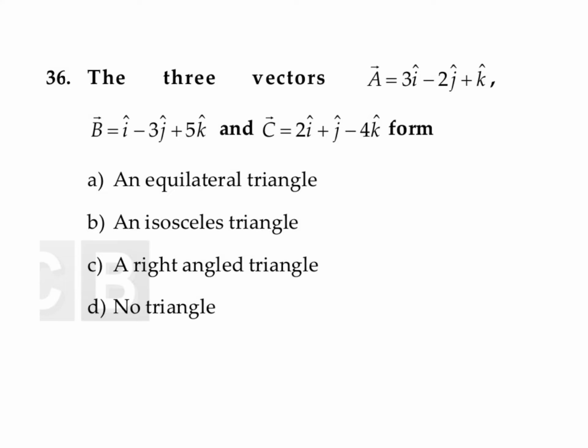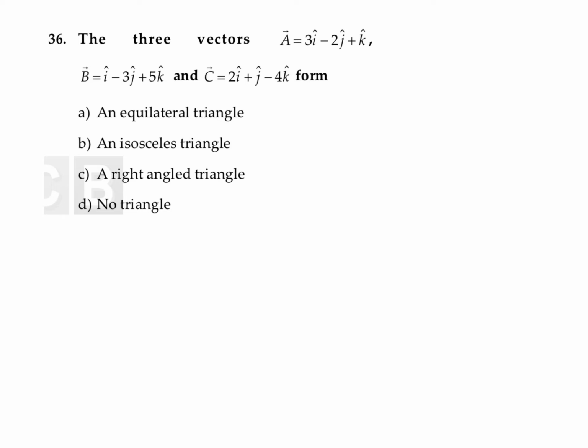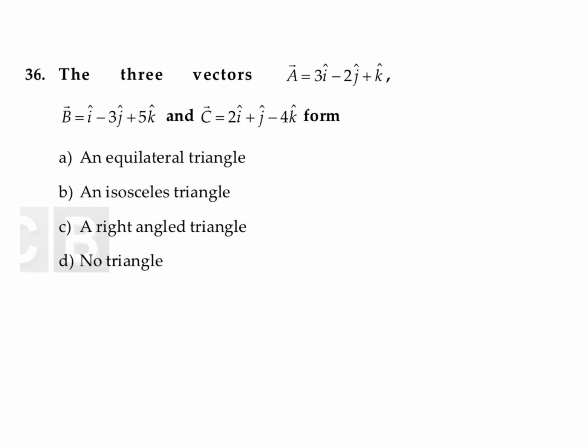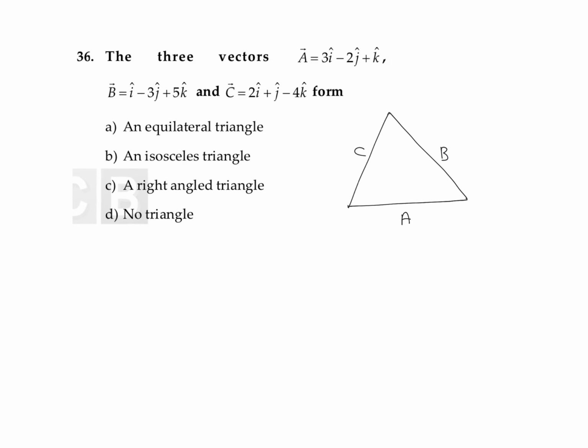Over here it is given that the three vectors A vector, B vector and C vector form, first one, an equilateral triangle. So we know that if it is an equilateral triangle, then the length of each and every side should be the same. That means if this is A, this is B and this is C, the magnitude of A should be equal to the magnitude of B, which should be equal to the magnitude of C. So first of all, just check whether their sides have the same length or not.